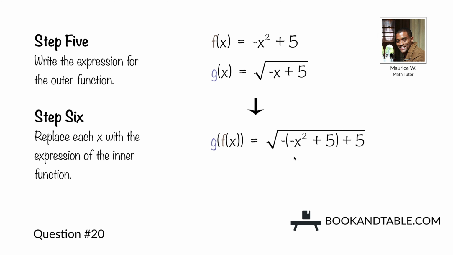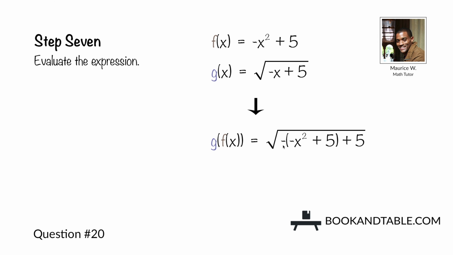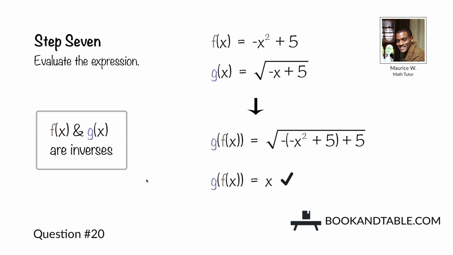And now we evaluate this expression. When we distribute this negative 1 to both of these terms, negative 1 times negative x squared would give us positive x squared. Negative 1 times positive 5 gives us negative 5 plus 5. Negative 5 and positive 5 cancel each other out. And the square root of x squared is equal to x. So we find that f of g of x and g of f of x both equal x. So this confirms that f of x and g of x are inverses.